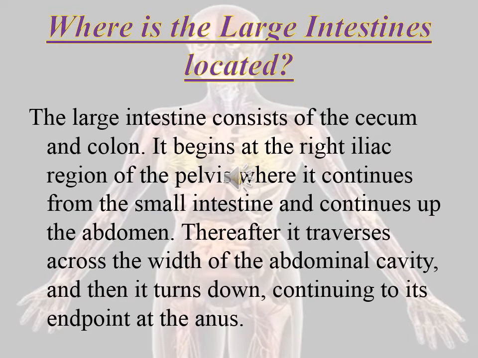Where is the large intestine located? The large intestine consists of the cecum and colon. It begins at the right iliac region of the pelvis, where it continues from the small intestine and continues up the abdomen. Thereafter, it traverses across the width of the abdominal cavity, and then it turns down, continuing to its endpoint at the anus.